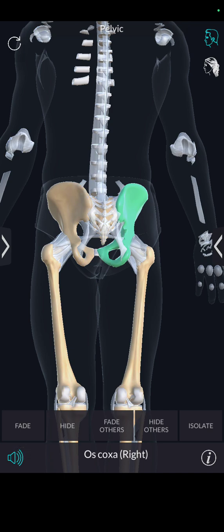The os coxae, or hip bone, is a large flat bone, constricted in the center and expanded above and below. In some vertebrates it is composed of 3 parts, the ilium, ischium, and the pubis. The 2 hip bones join at the pubic symphysis and together with the sacrum and coccyx comprise the skeletal component.